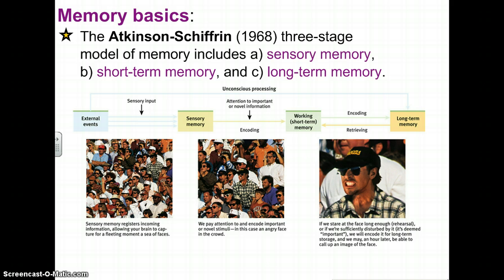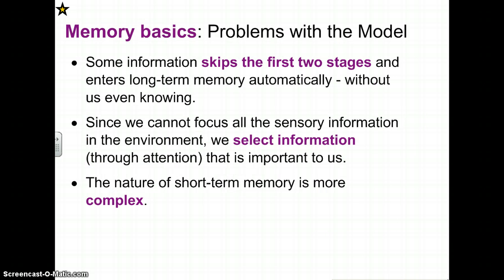This basic three-stage model has several problems. For one thing, it doesn't explain why some stimuli seem to skip the first two stages and go directly to long-term memory without conscious attention. For example, you may smell an apple pie baking and suddenly remember a childhood holiday spent with your grandmother, even though you never intentionally paid attention to the scent of the pie at the time. In addition, psychologists today believe that short-term memory is more complex than the model indicates.